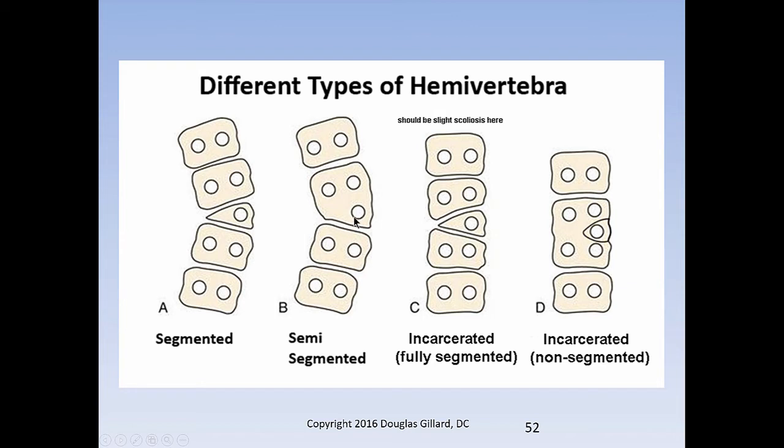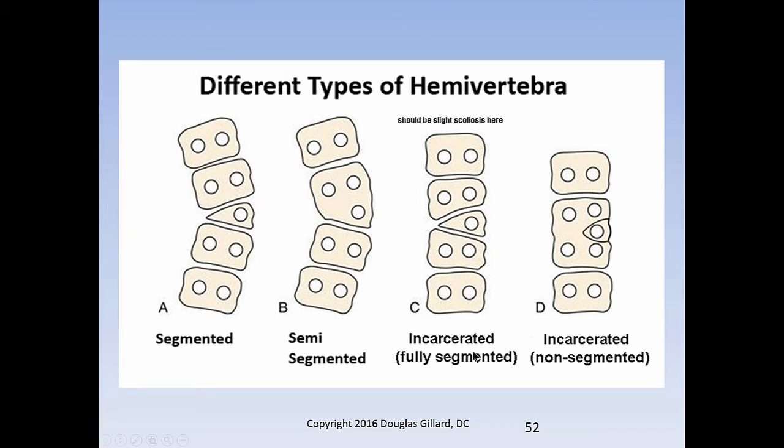Now this one, okay, here's a hemivertebra. They didn't even draw a little helper line here. And this is how you'll really see it on x-ray. It'll look just like this. So that's a semi-segmented hemivertebra. What's a hemivertebra again? It's complete failure of formation.